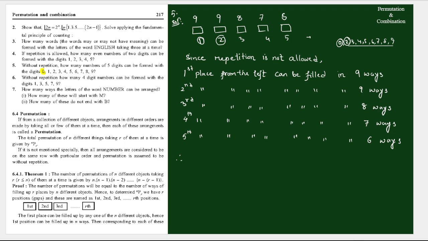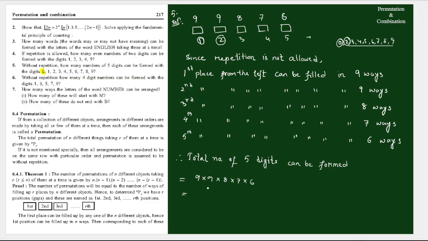So therefore, total number of five digit numbers that can be formed equals 9 into 9 into 8 into 7 into 6.